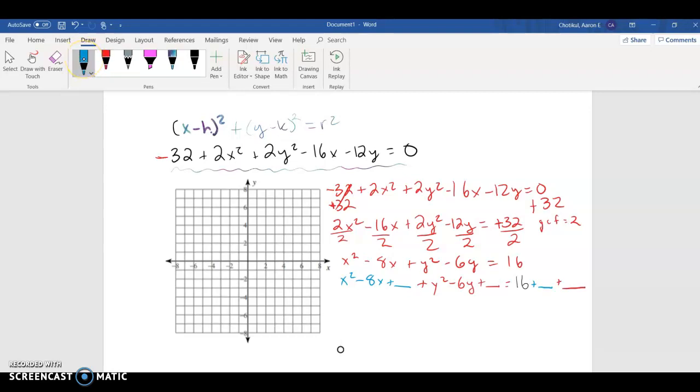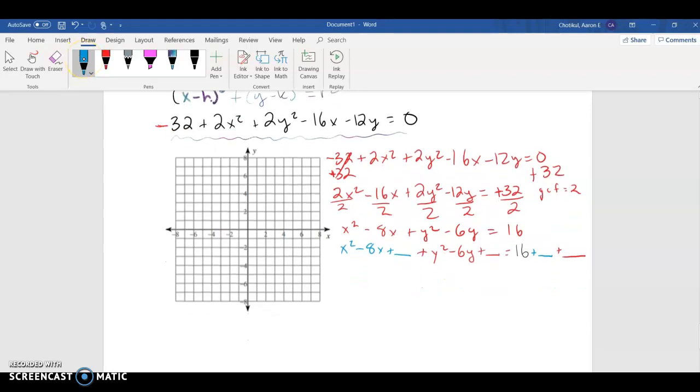So to figure out what we add for the x's, remember we take this value here, negative 8 divided by 2, which is equal to negative 4. Remember, this is an important number, we're going to use that. And then we're going to square that number. Negative 4 squared is positive 16. This is a number we add to the x's to make a perfect square.